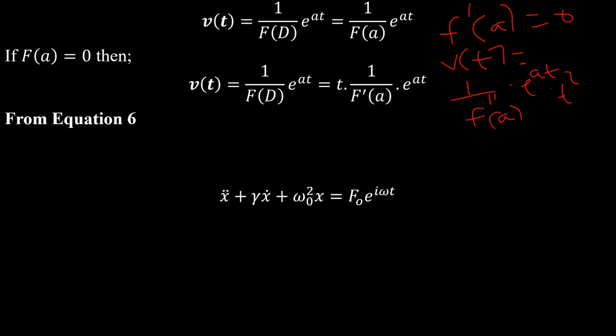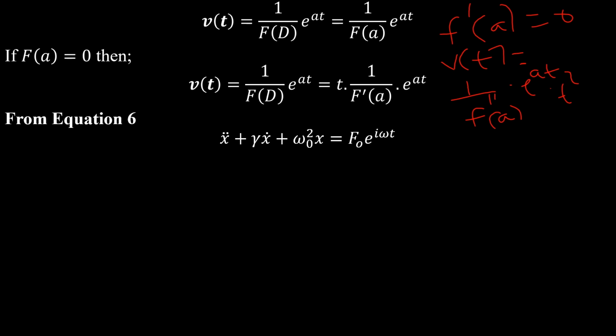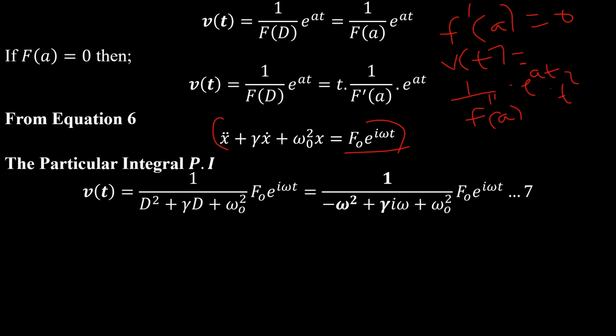So from equation 6, this is the equation we are about to solve. Don't forget we are concerned about this part. So the particular integral will become this, 1 over f of D. In place of our derivative here, we replace it with D. So x double dot will become D squared, x dot will become ordinary D. If you do that, you're going to have 1 over D squared plus gamma D plus omega naught squared.